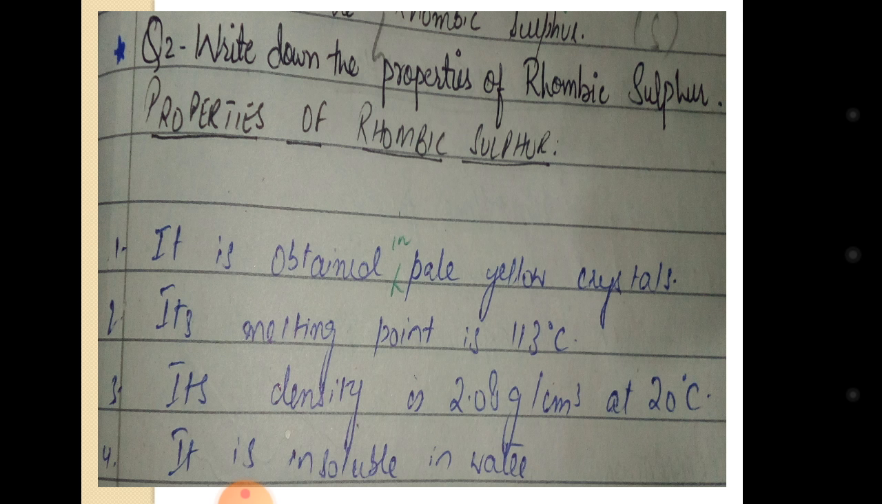Write down the properties of rhombic sulfur. What are the main properties of rhombic sulfur? It is pale yellow in color. Its melting point is 113 degrees centigrade and its density is 2.08 gram per centimeter cube at 20 degrees centigrade. It is insoluble in water. We can't make it soluble in water in normal conditions.